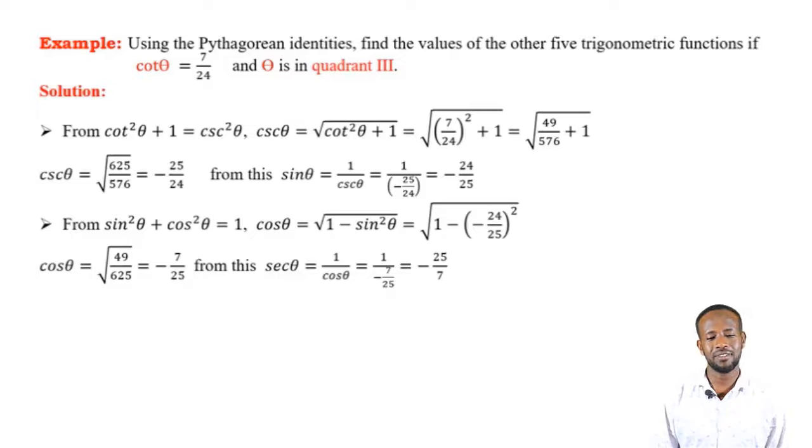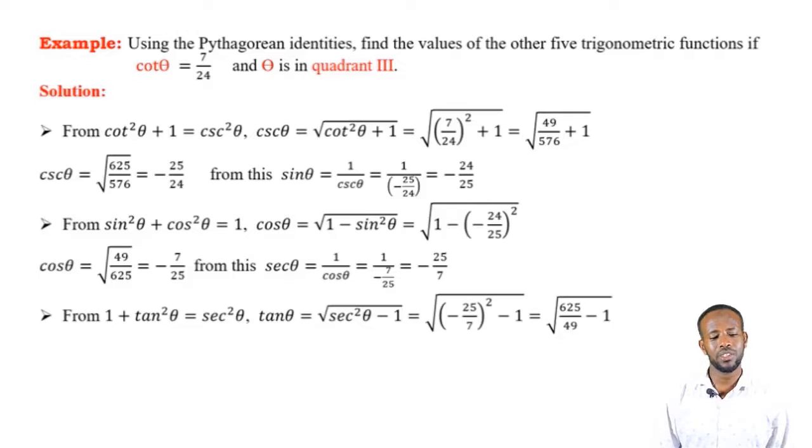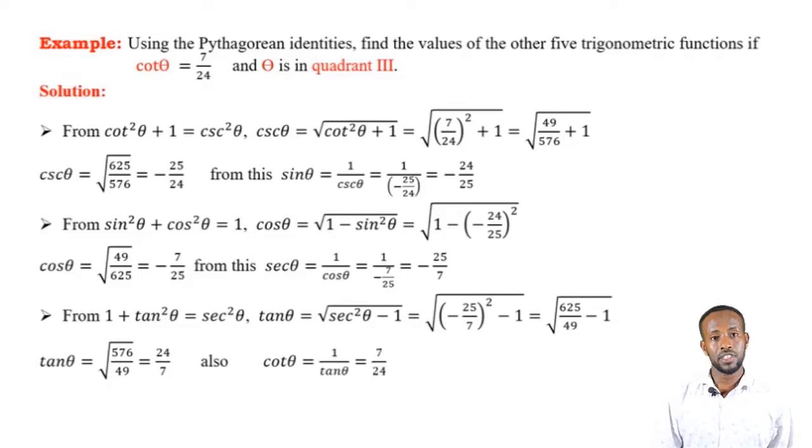What's left for us? Already we have finished most of it. We have cos, we have sec, we have sine, we have cosecant, isn't it? Cotangent was given to us. Tan is easy, because if we have cot, we have tan indirectly. But we can apply the Pythagorean identity. Tan theta is equal to radical sec square theta minus 1, which is equal to the square root of sec, which was what? Negative 25 over 7. When we square it, it becomes 625 over 49. Then you will cross and solve this and you will get radical 576 over 49, which is equal to 24 over 7.